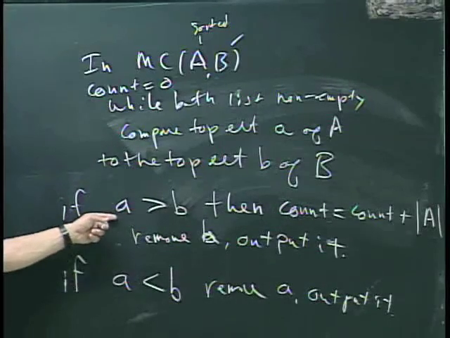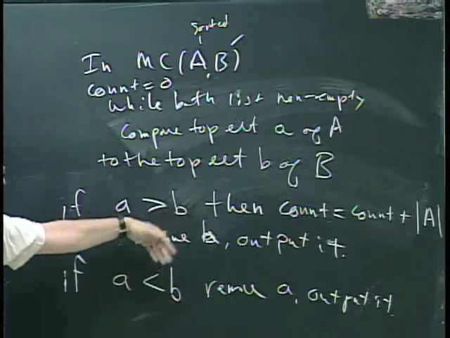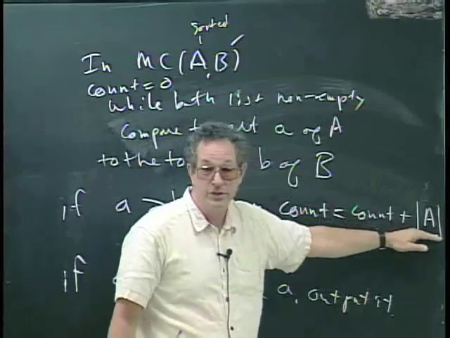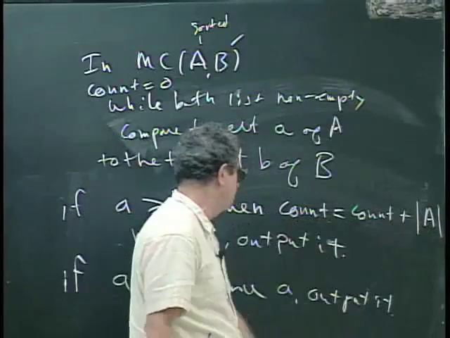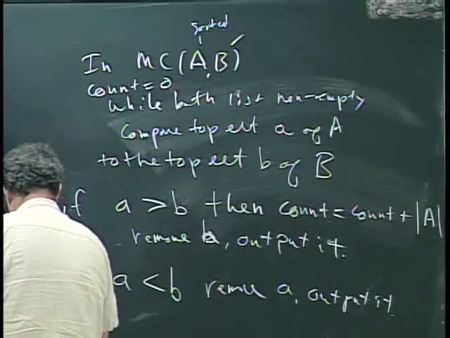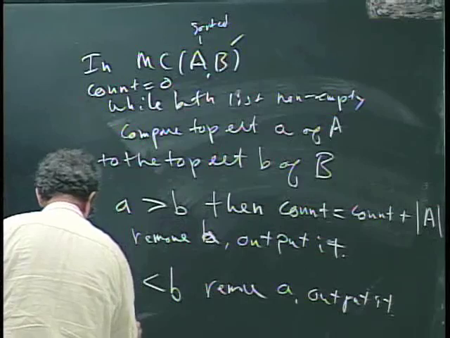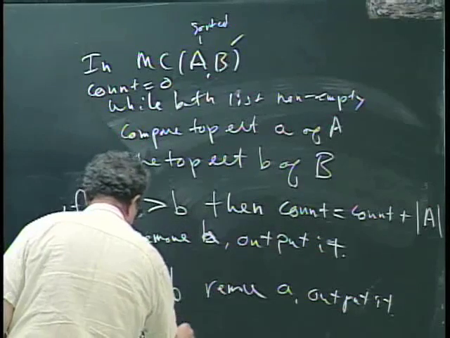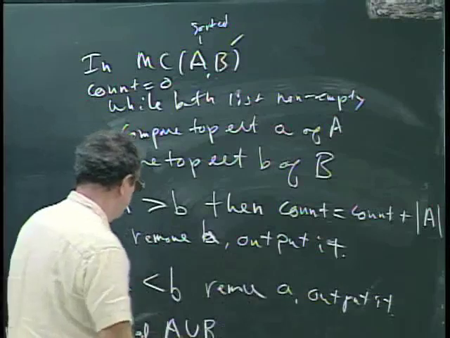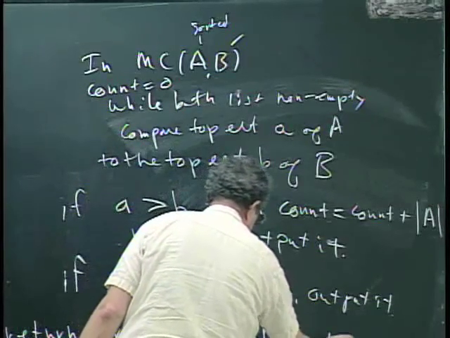This is the new part. This is saying that when you see that A is bigger than B, then you can deduce a certain number of inversions, and then you add those to the count. And when you're finally finished, you return the sorted A union B. Those are now sorted. That's what you were outputting. And you return count. Okay?